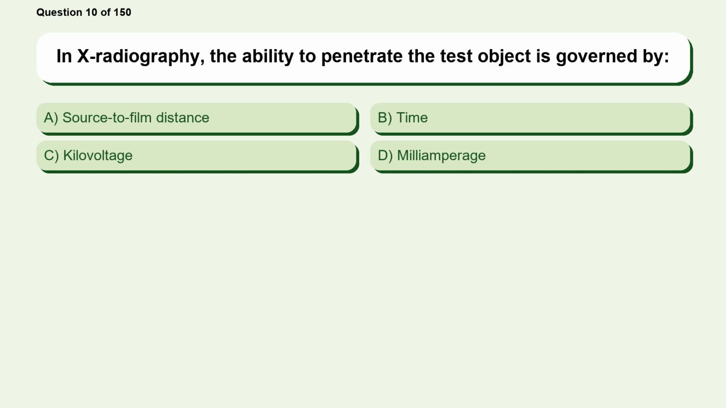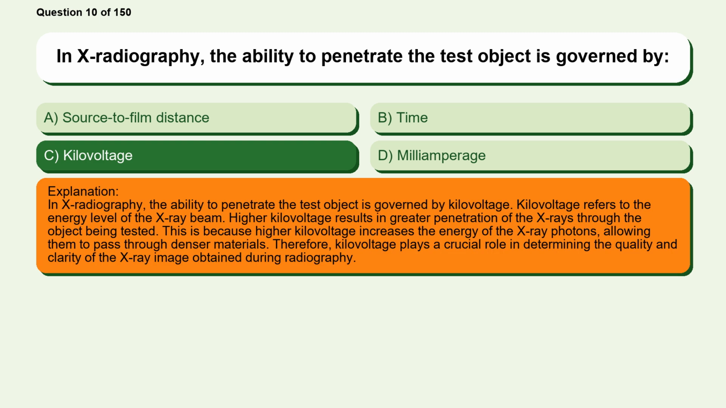Question 10. In X radiography, the ability to penetrate the test object is governed by Option A, source to film distance. Option B, time. Option C, kilovoltage. Option D, milliamperage. The correct answer is option C, kilovoltage. In X radiography, the ability to penetrate the test object is governed by kilovoltage.